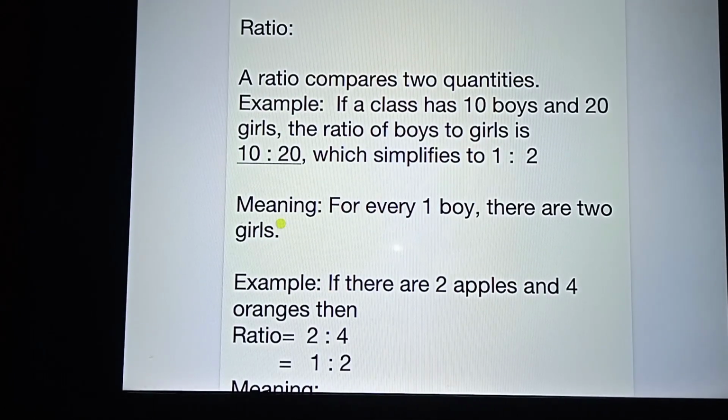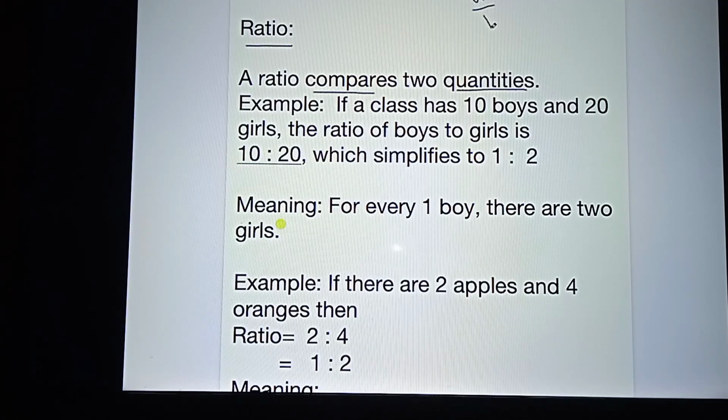Next comes ratio. A ratio compares two quantities of the same type. Rate is also a ratio. Ratio is just a fraction, that is a divided by b, where a is in the numerator and b is in the denominator. Rate is also a ratio, but a ratio of different units. So this is the main difference between ratio and rate.